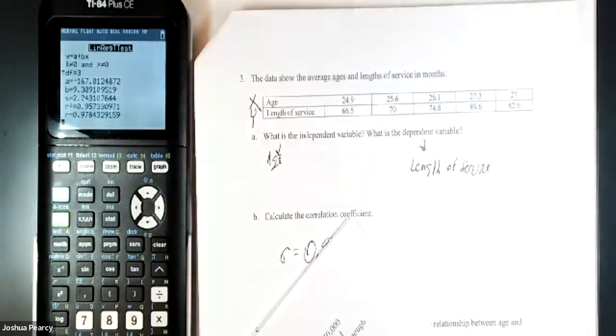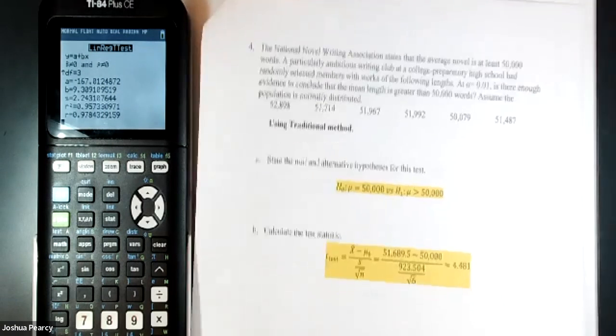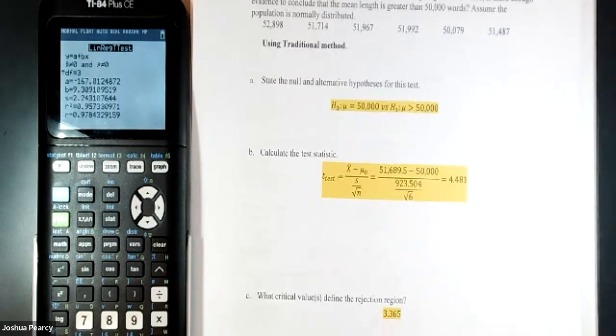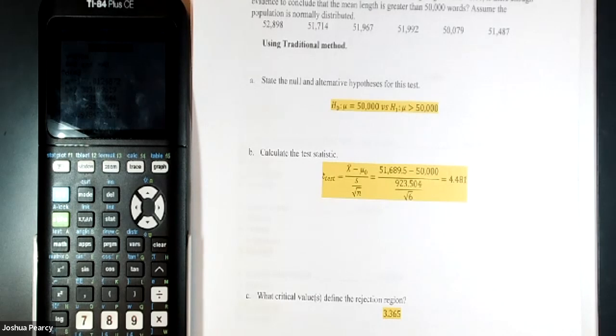Okay, this last one here. The National Novel Writing Association states the average novel is at least 50,000 words. That's a lot of words. A particular ambitious writing club at a college preparatory high school had randomly selected members with works of the following lengths. At alpha is 0.1, is there enough evidence to conclude the mean length is greater than 50,000 words? Assume the population is normally distributed. It says using the traditional method, so that just means using the critical value method.